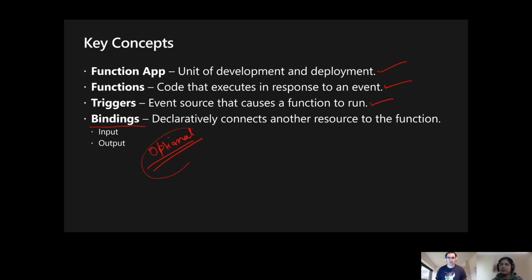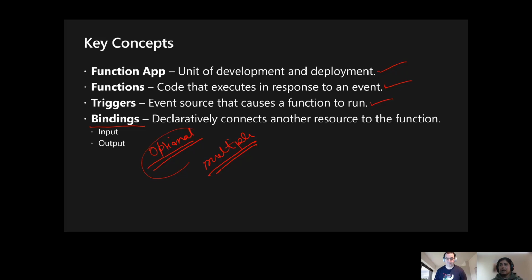So you don't have to have them. If you need them, then you can have multiple of those as well. It doesn't have to be one. You can create multiple bindings in one function if required. These triggers and bindings let you avoid any kind of hard coding for other services' access. Your function receives the data in function parameters, and then it sends data by using the return value of the function.